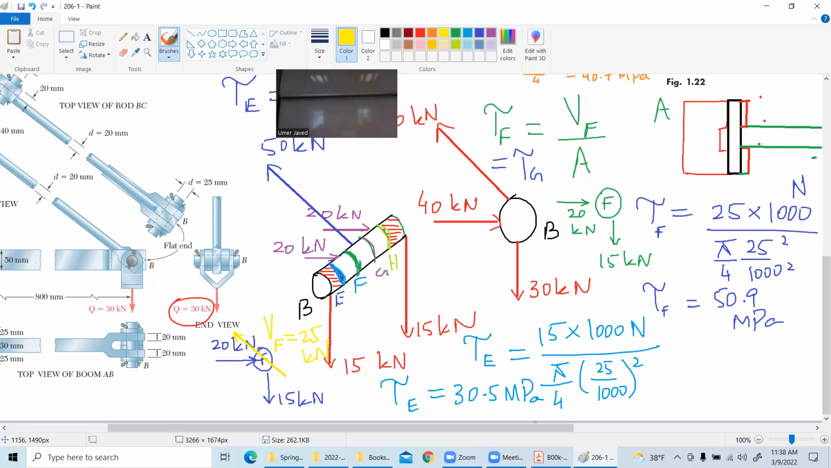Pi r square and pi d square by 4 is the same thing actually. So this is actually pi r square, right? Exactly. I thought that this area was curved area. No, this is the cross section area. So I say pi d square by 4, you say pi r square, but both of us are saying the same thing.